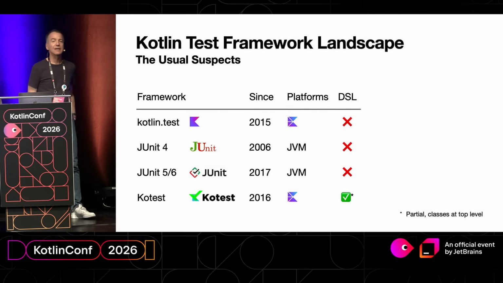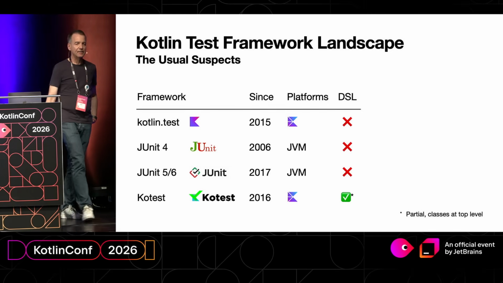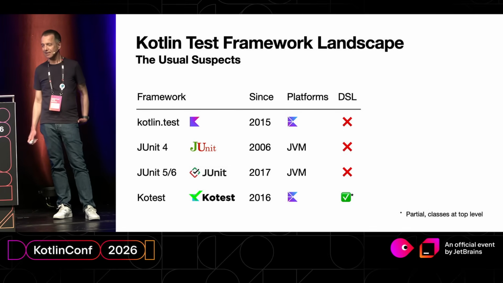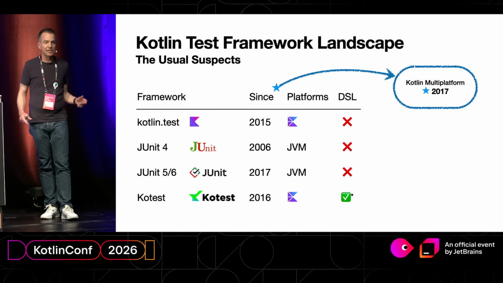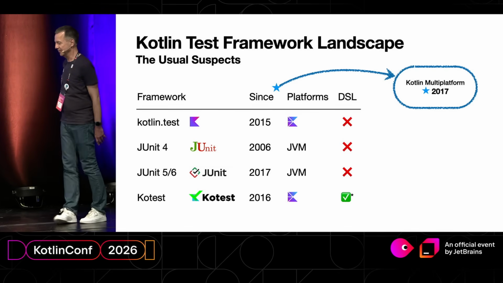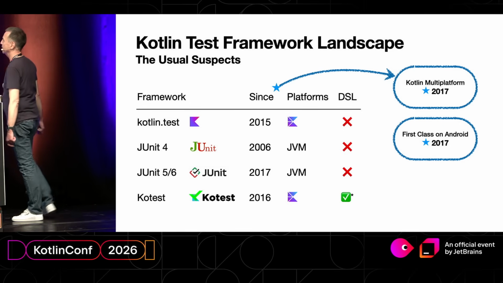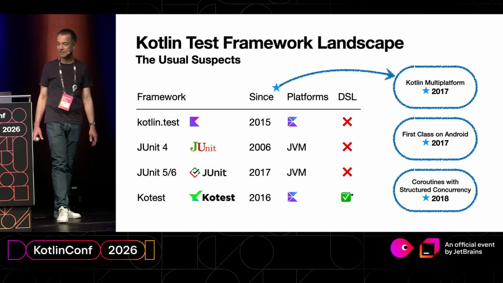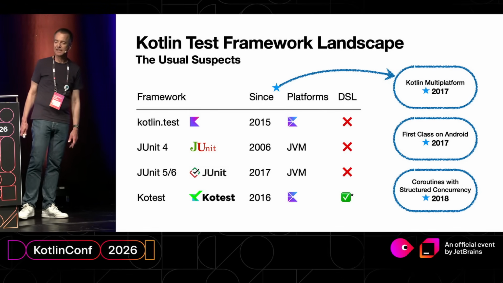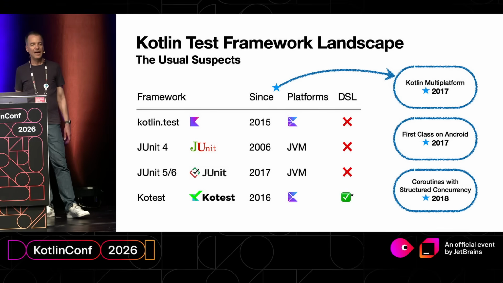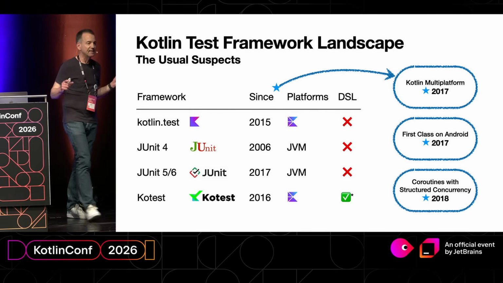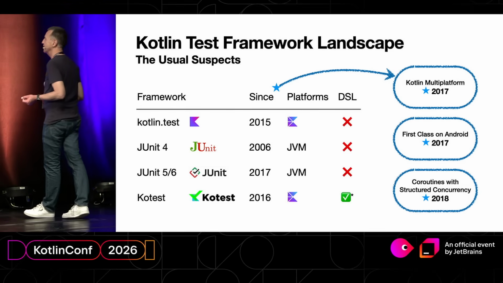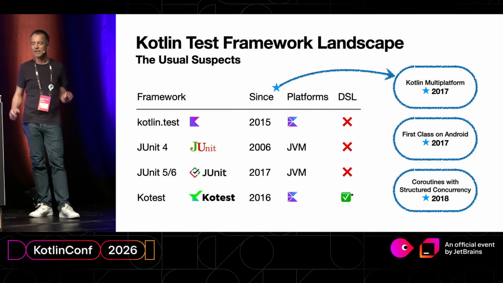The interesting thing about all of these frameworks is they were created about a decade ago or even earlier. So what did the Kotlin landscape look like at that time? The Kotlin multiplatform story wasn't there yet. Kotlin on Android came in 2017. And there were no coroutines with structured concurrency. So a lot happened in 10 years. And what's probably most important, we've had a decade to learn how to use Kotlin best. And we've learned to design APIs that are easier to use than what we did 10 years ago.